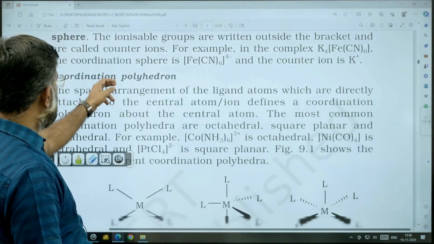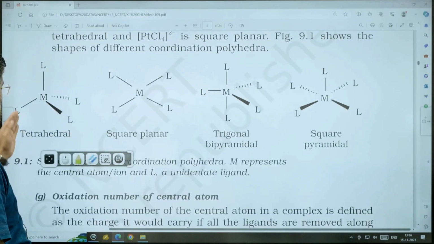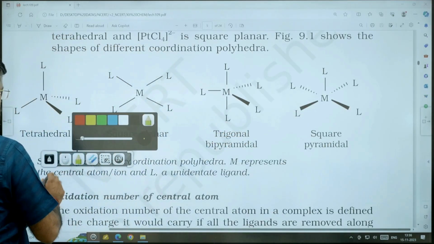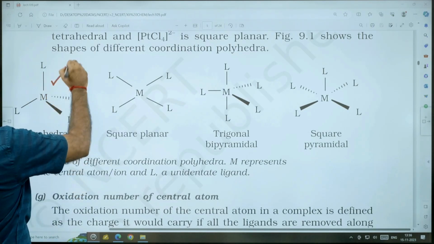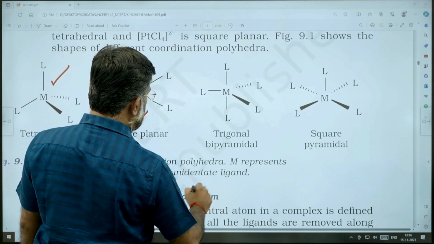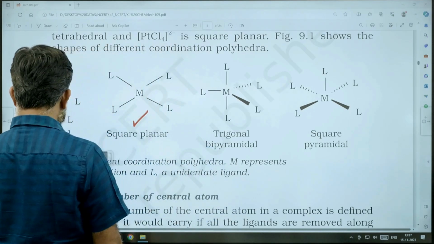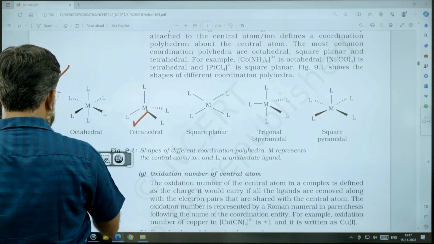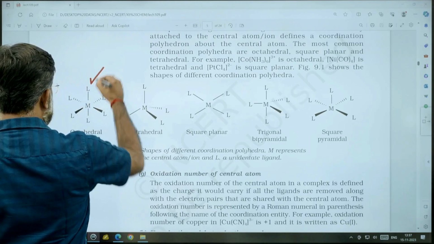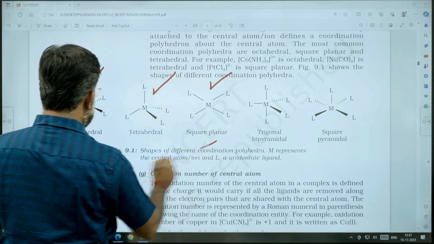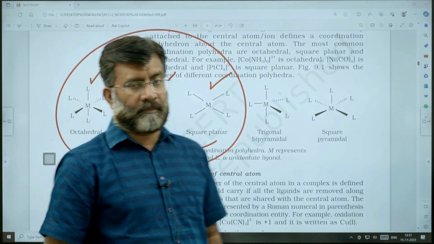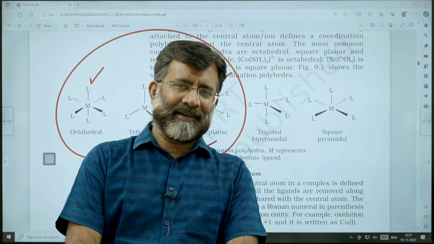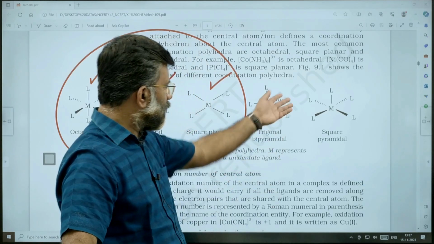Coordination polyhedron already explained: tetrahedral, square planar, trigonal bipyramidal, square pyramidal. Most commonly encountered one, that also I told you. And where is octahedral complex? Yeah, there is octahedral complex. So octahedral, tetrahedral, square planar. These are the 3 most commonly encountered, particularly in the chapter. Most of the famous examples will come under either octahedral, tetrahedral or square planar. Of course, the others are also coming.